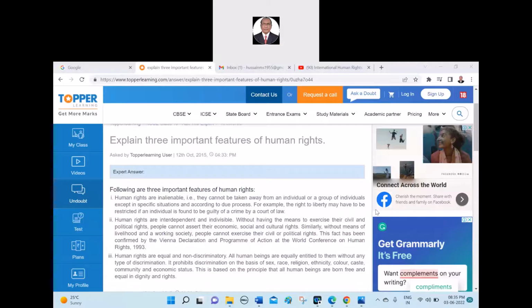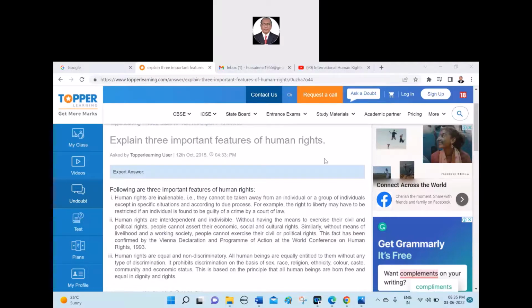There are 3 important features of human rights. Number 1, human rights are inalienable. They cannot be taken away from an individual or a group of individuals except in a specific situation according to due process. For example, the right to liberty may have to be restricted if an individual is found to be guilty of a crime by a court of law.